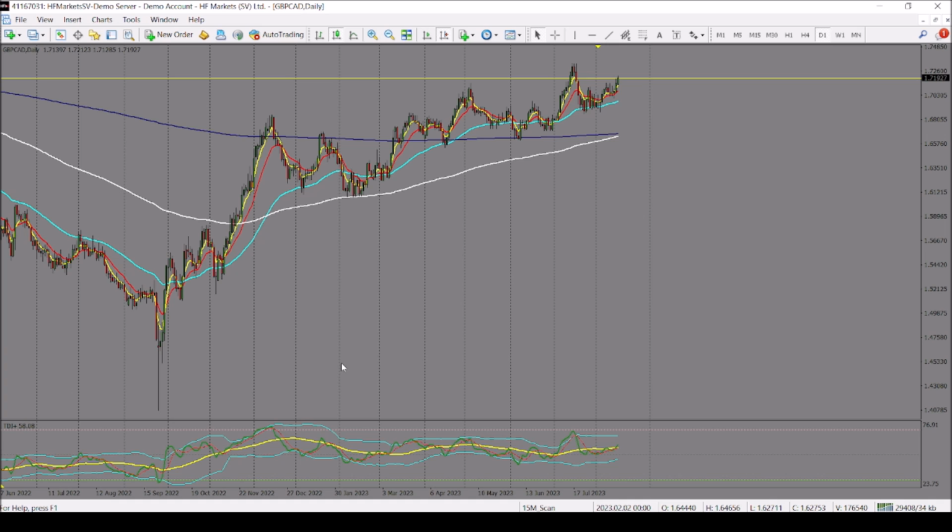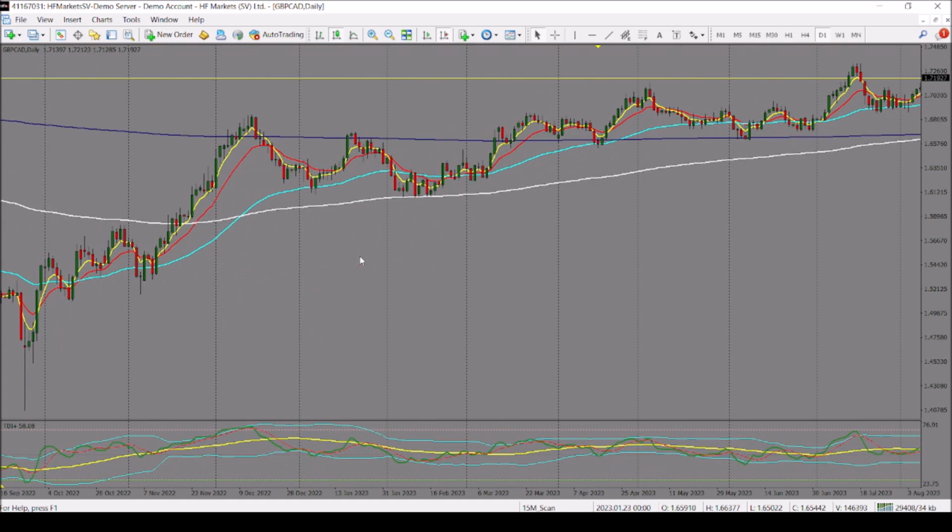Alright, so this is GBP/CAD, or basically the pound against the Canadian dollar. We are going to count these levels and show you the exact same steps that you need to do whenever you are using levels in your trading. So the first thing I have done is to go on the higher time frame. This is the daily time frame that I have put my chart on.